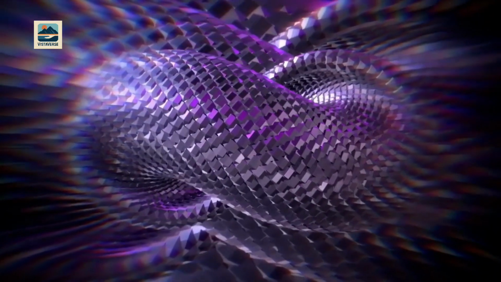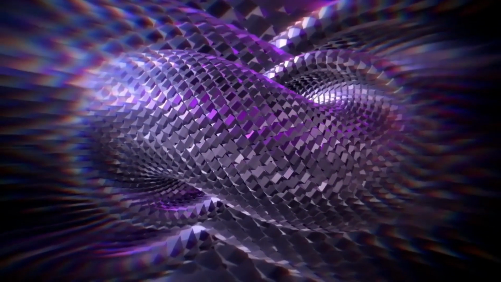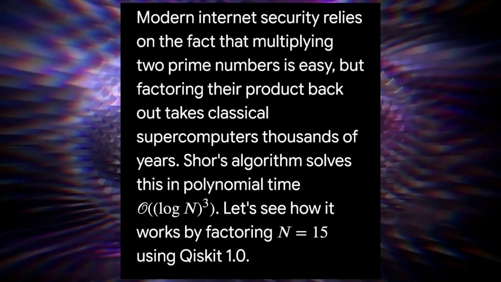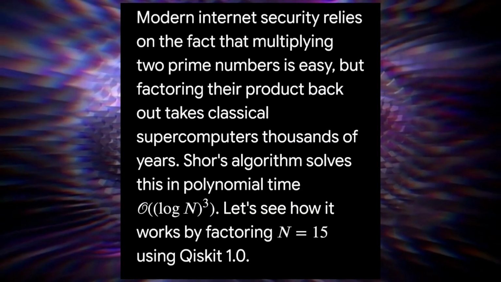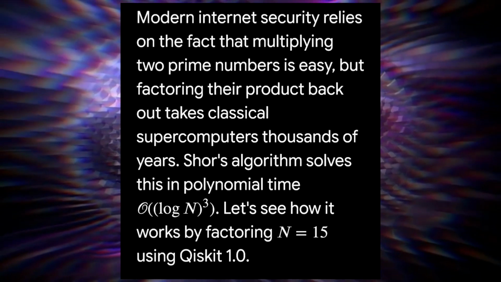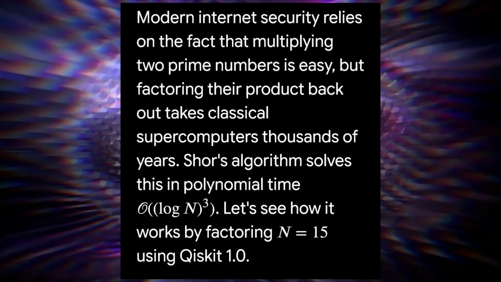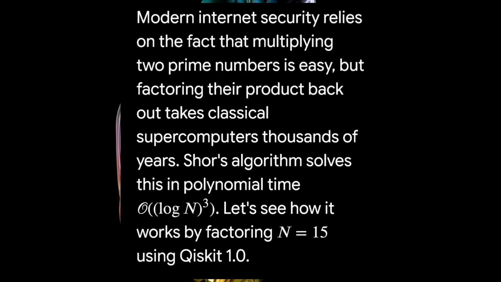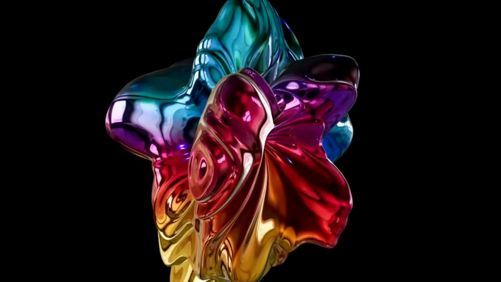Today, we are coding the most famous quantum algorithm in history, Shor's factoring algorithm. Modern internet security relies on the fact that multiplying two prime numbers is easy, but factoring their product back out takes classical supercomputers thousands of years. Shor's algorithm solves this in polynomial time, big O of log n cubed. Let's see how it works by factoring n equals 15 using Qiskit 1.0.